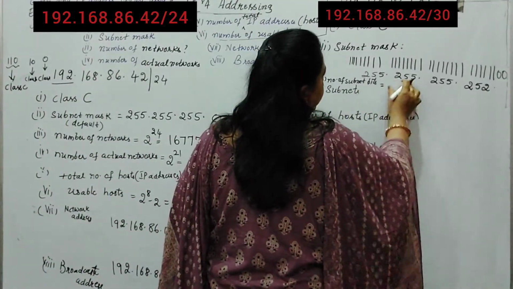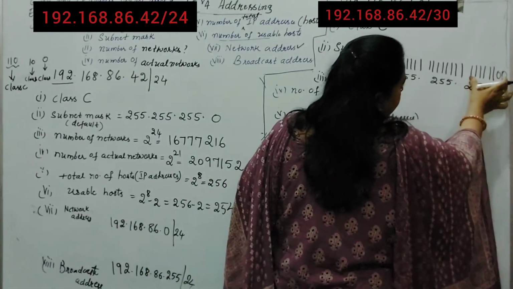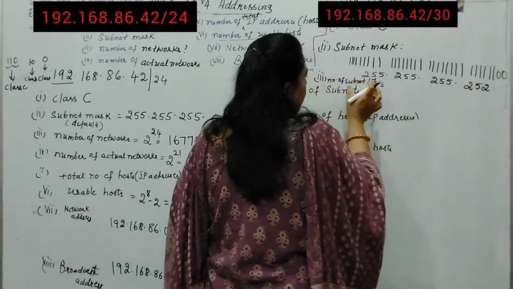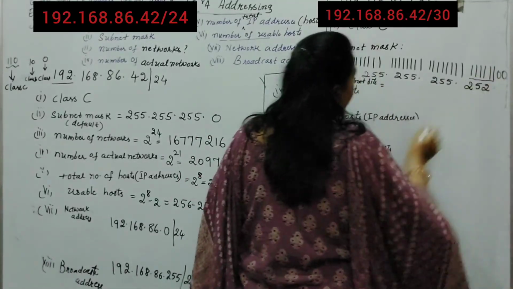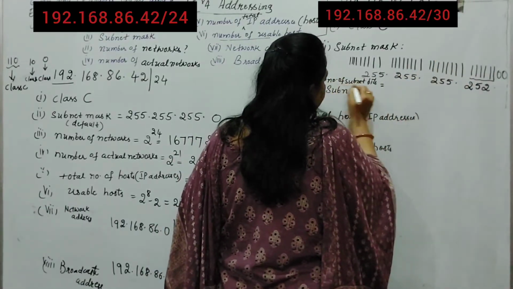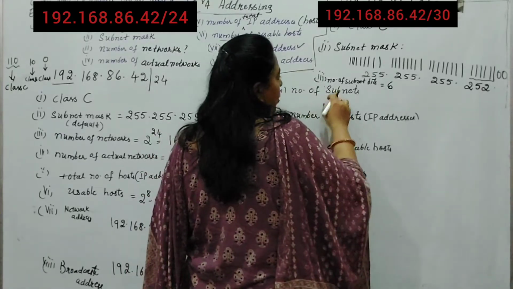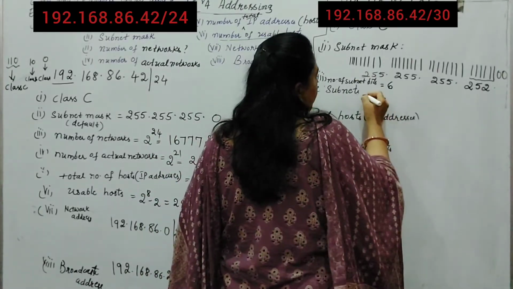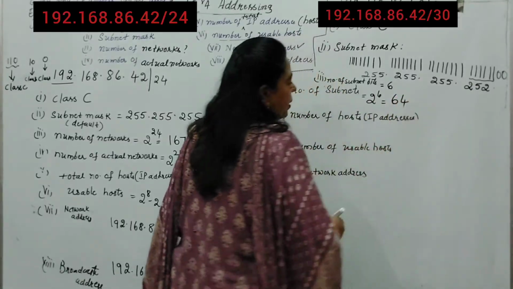Next is number of subnet bits. Now how will you find out the number of subnet bits? In class C, actually 8 bits are representing the host part. But in that host part, out of 8 bits, 6 bits are borrowed for subnetting. If you borrow the 6 bits, then you can easily write here that the number of subnet bits is 6. And the number of subnets is how much? The number of subnets will be 2 to the power of 6. 2 to the power of 6 is 64 subnets possible.